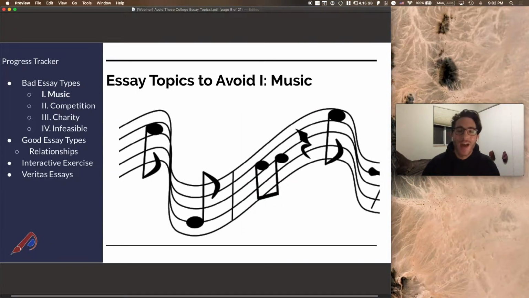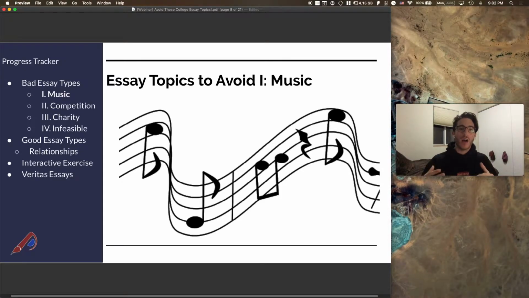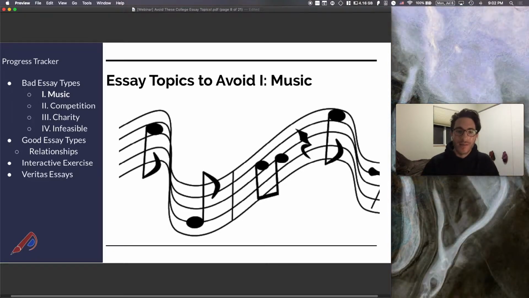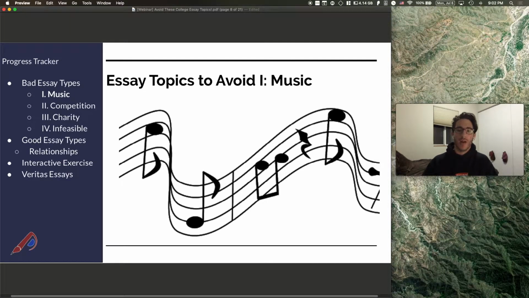So every year, thousands of applicants write about music, thinking that it's an uncommon topic that most others won't pick. And frankly, they're wrong. It's a pretty common hackneyed topic, which makes it all the more difficult to stand out if a student chooses to write about it.